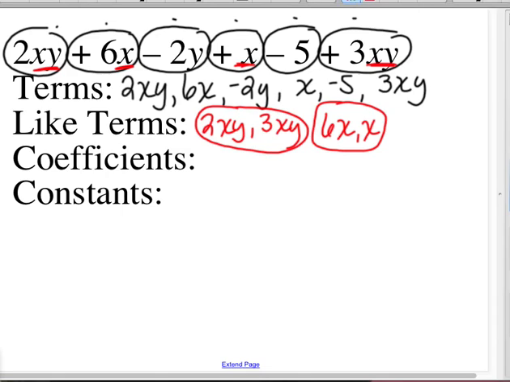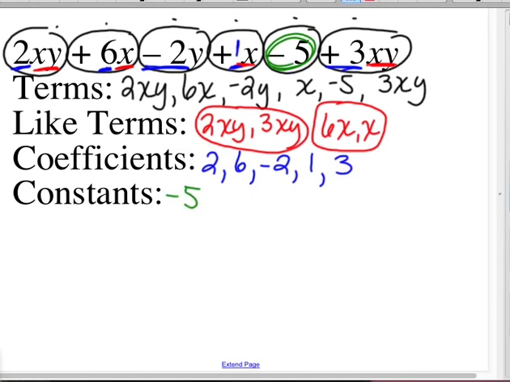Coefficients. Numbers that are stuck onto the variables. So I start over in my list. I see a 2 stuck to the xy, so 2 is a coefficient. I see a 6 stuck onto the x. I see a negative 2 on that y. Oh, there's a 1. There's that invisible 1. And a positive 3. Wow, that's a lot of coefficients. Constants. Plain old numbers with no variable. I'm going through my list. I'm working my way across. Oh, there it is. He's my constant.